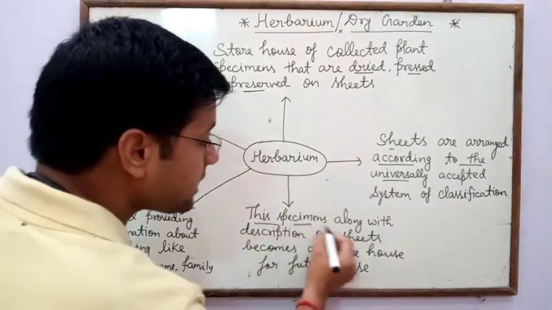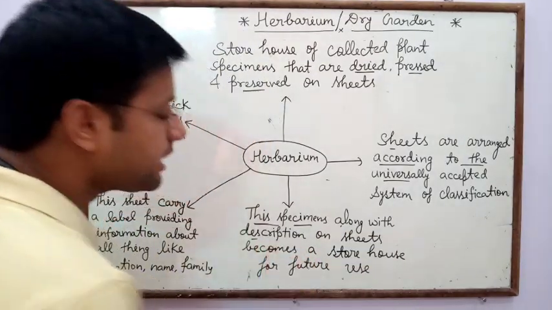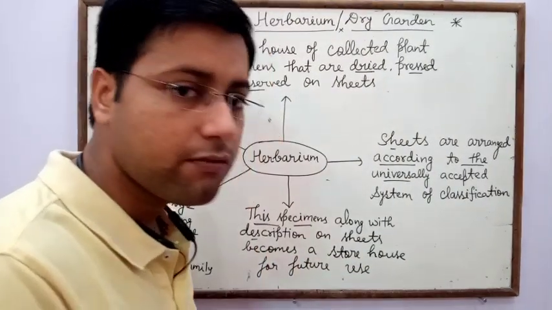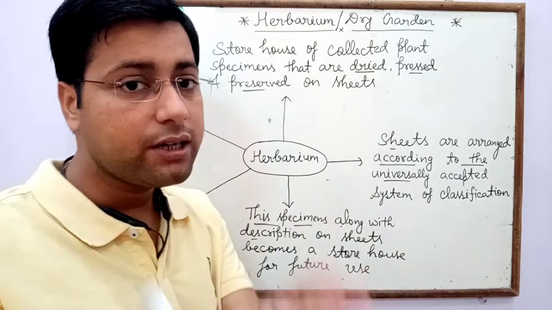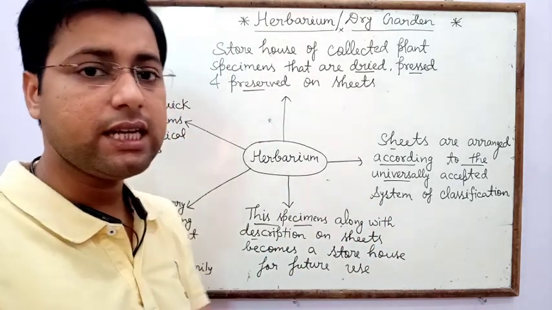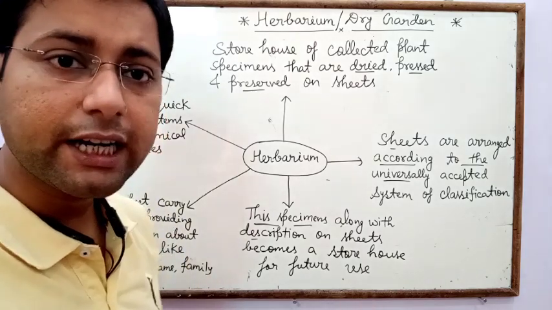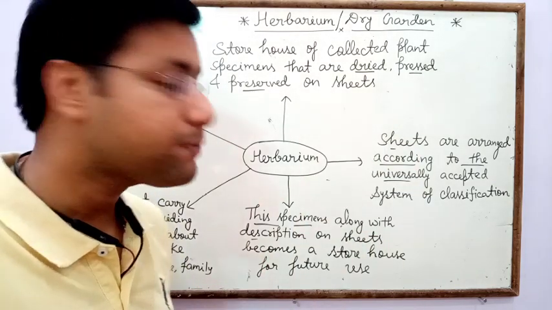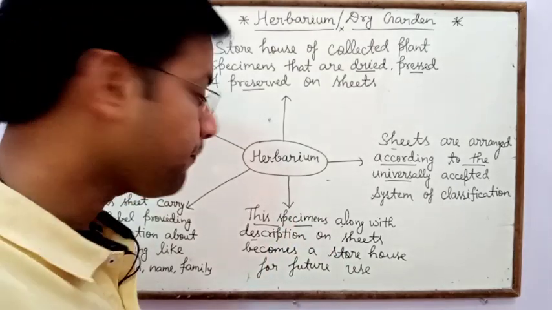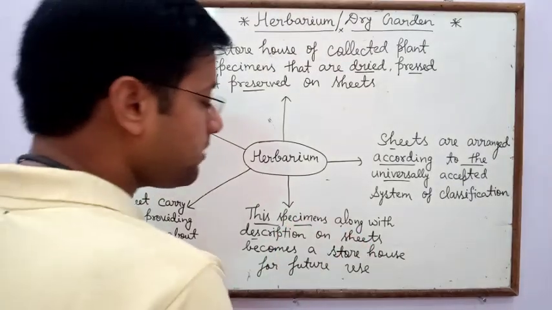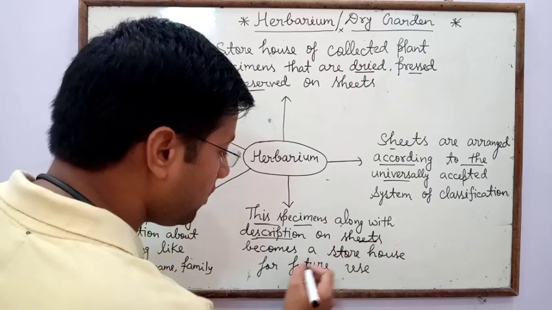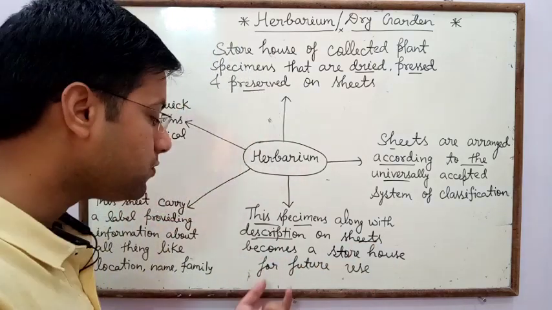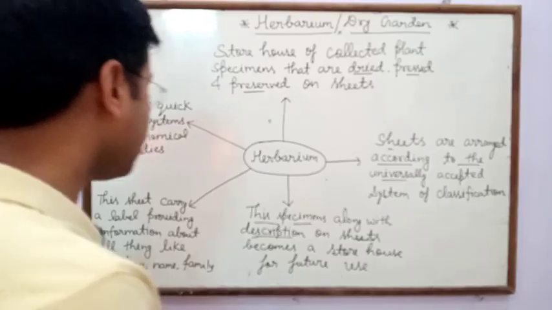Then these specimens come along with description, meaning the kingdom, division, order, class, family, genus, species, common name, and occurrence. This is the whole description of that particular specimen. So these specimens along with description on sheets become a storehouse for future use.